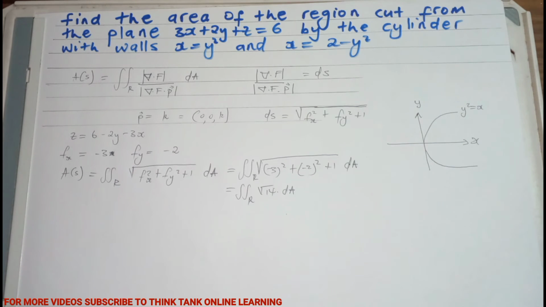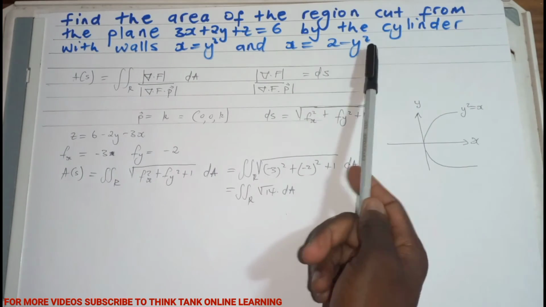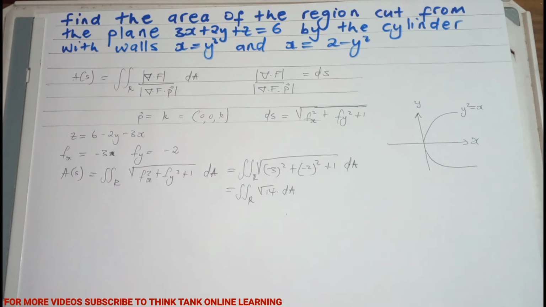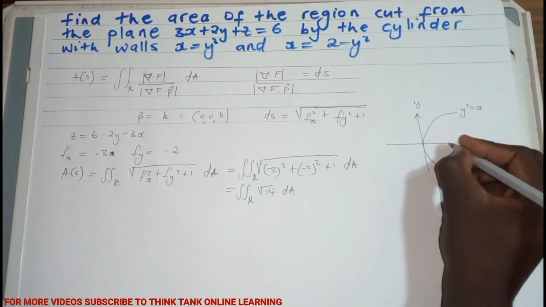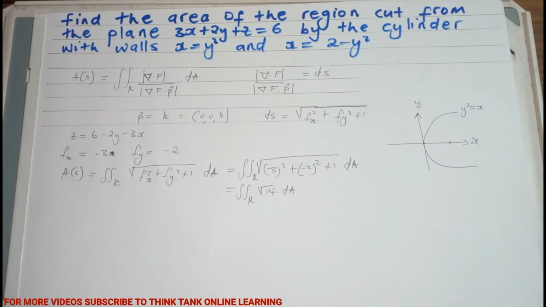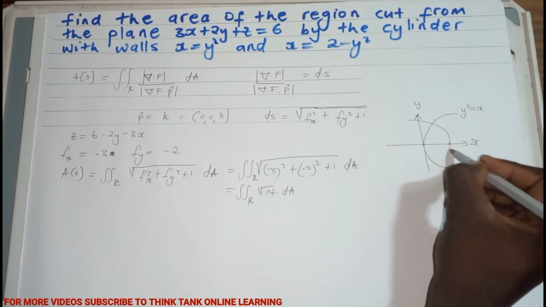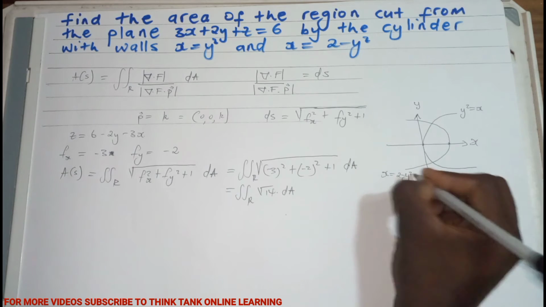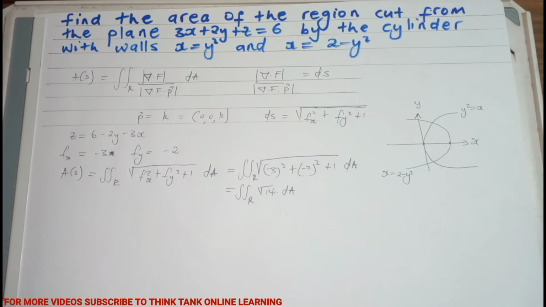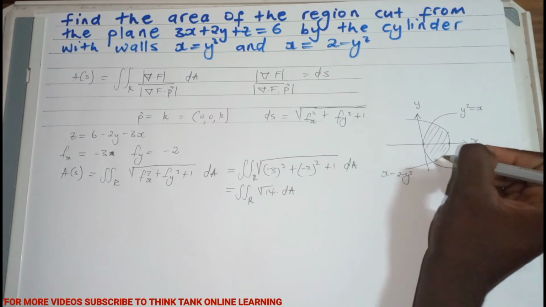Then now I want to plot the graph of x = 2 − y². We're going to just apply the transformation here. So I'm going to move 2 steps, so this is 0, 1, 2 here. And I'm going to reflect it along the y-axis. This is going to be the graph of x = 2 − y². And so that means this is the region we are concerned about.